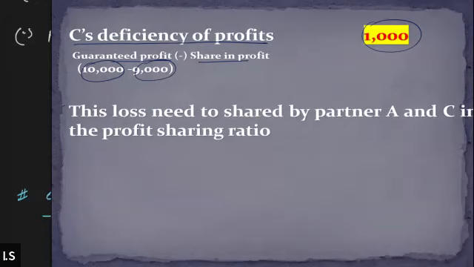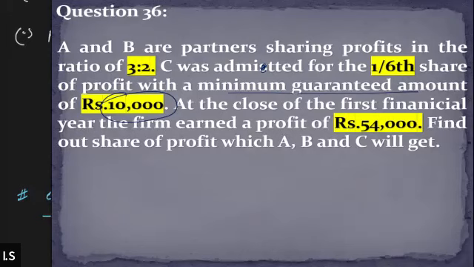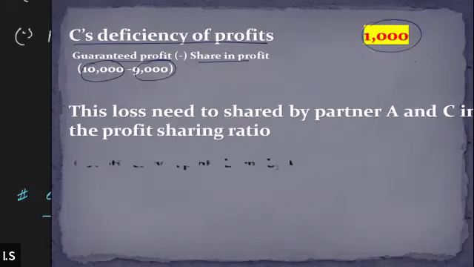Now the question arises, who is going to bear this deficiency? Since in the question it is not written who has given the guarantee, right? It is only written that C was guaranteed 10,000, but not who gave the guarantee to C. So whenever the question is silent about the partner giving the guarantee, we simply presume that all the partners have collectively given the guarantee. So if all the partners have given the guarantee collectively, then the deficiency has to be borne by all the partners collectively, right?